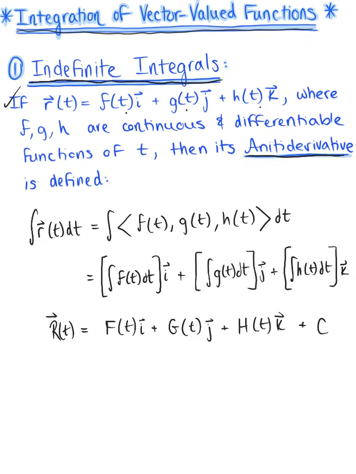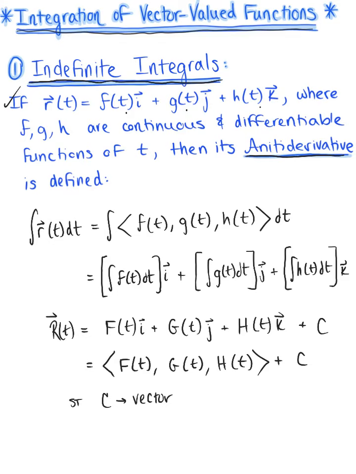So let's write this in its alternative form first. We can, of course, also write this in component form. So we have the antiderivative of f, the antiderivative of g, the antiderivative of h, plus your vector c. So this is such that c is a vector, analogous to the constant that we add to an antiderivative of a scalar valued function.